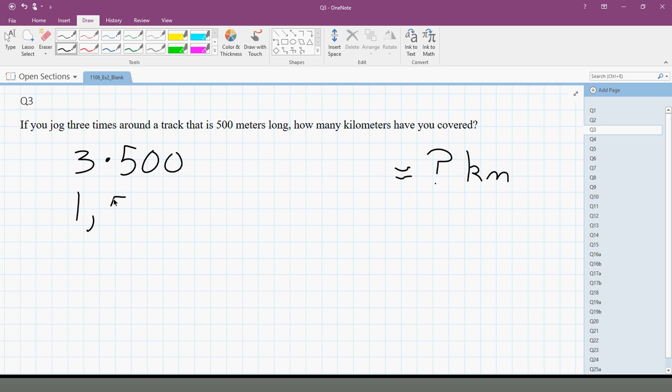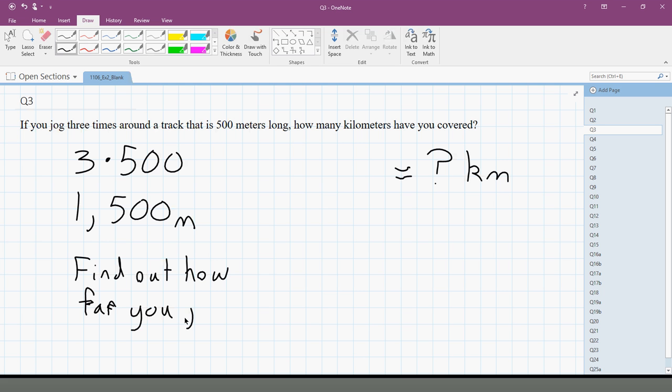So we actually went 1,500 what? Meters. So that's the first thing you got to do, is you need to find out how far you jogged. And that's what we did right there. We took the 3 times the 500. Erase this bar, rewrite that. Does that make sense?